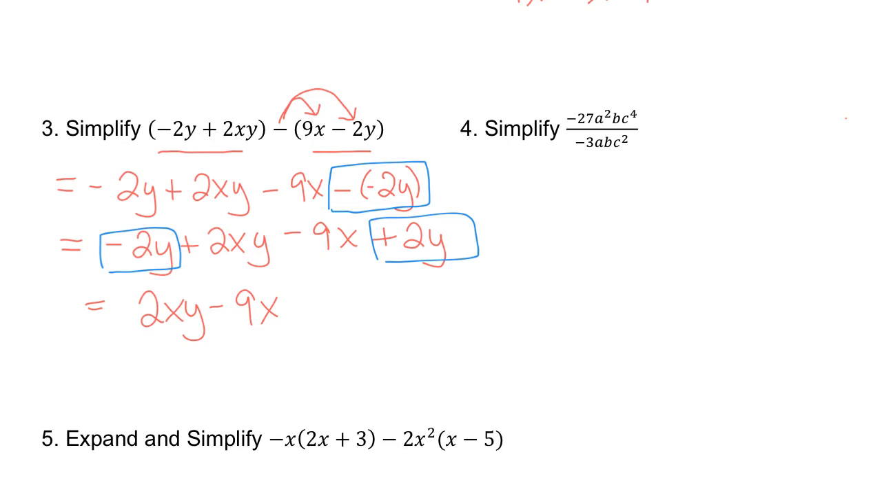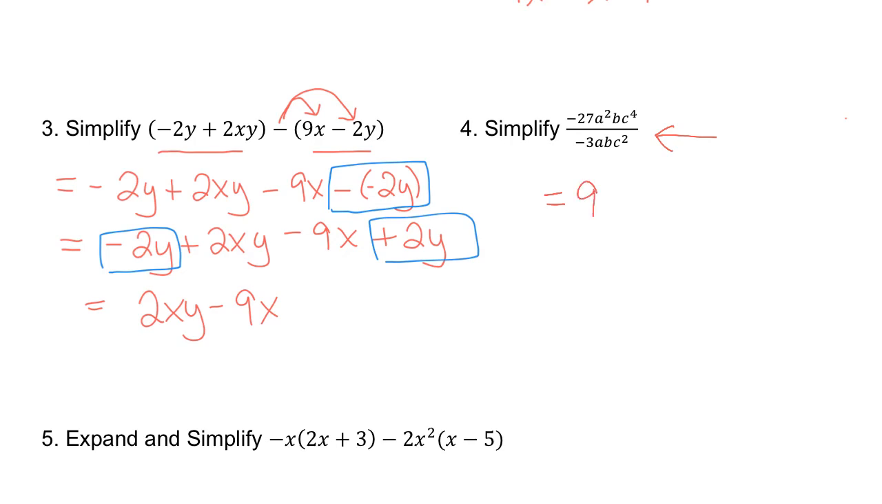In our next example, we are going to simplify by dividing two monomials. So this is another thing we need to recall from grade 9. We approach it using our exponent laws. First, we'll go ahead and divide our two coefficients, negative 27 and negative 3. So that gives us positive 9.